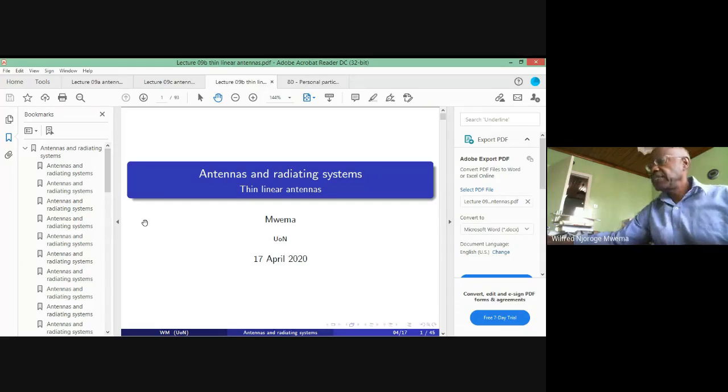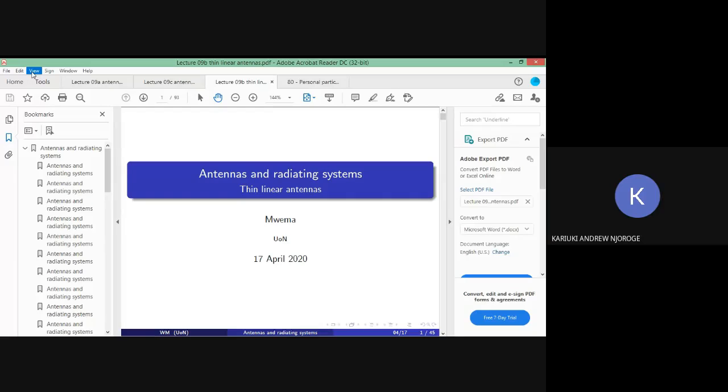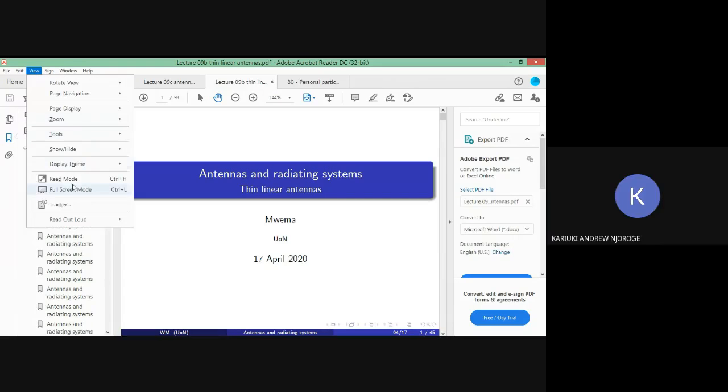So we'll continue now from where we left. And you can tell me whether you can see that document. Now I'm showing a document called thin linear antennas. Yes, we can see it. Okay, fine.